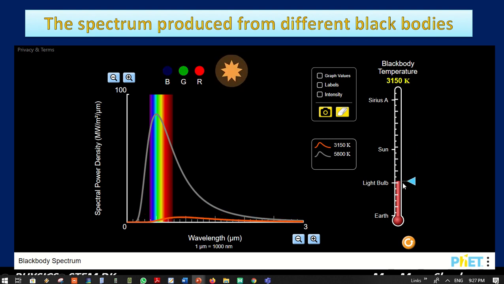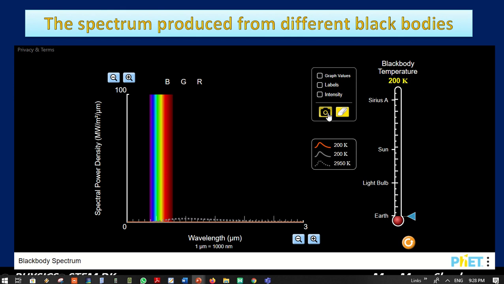Compare it with the light spectrum produced from a light bulb, whose temperature is lower than that of the sun. It will be 2950 Kelvin. Compare it with the spectrum produced from the Earth, which is about 200 degrees Kelvin. The spectrum produced will be as shown.